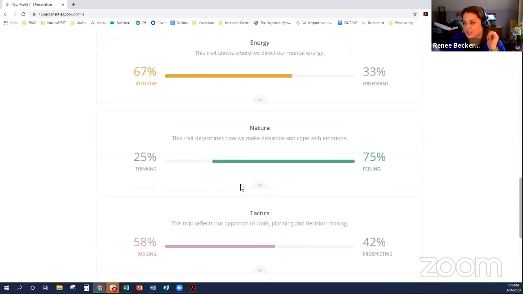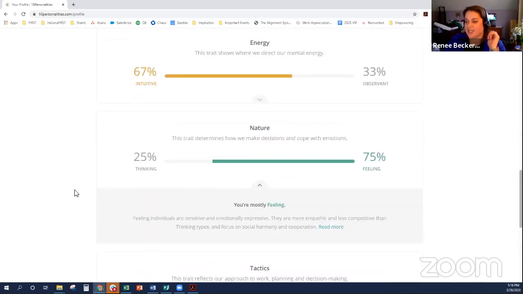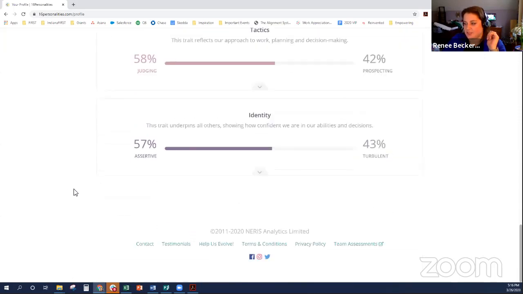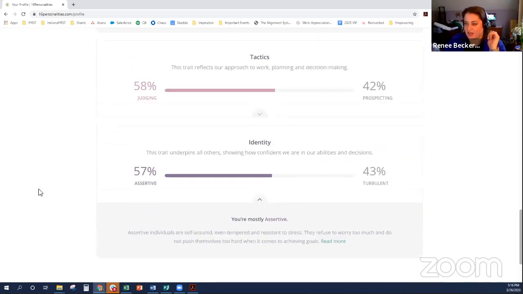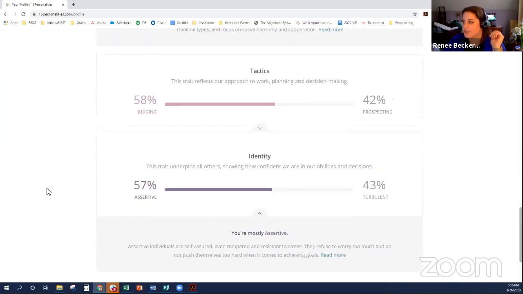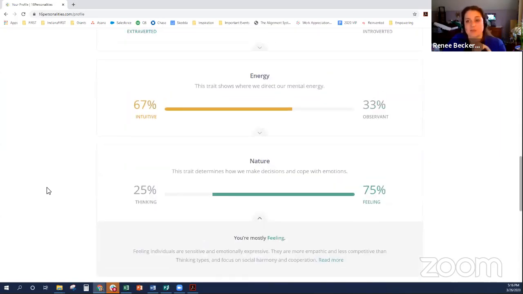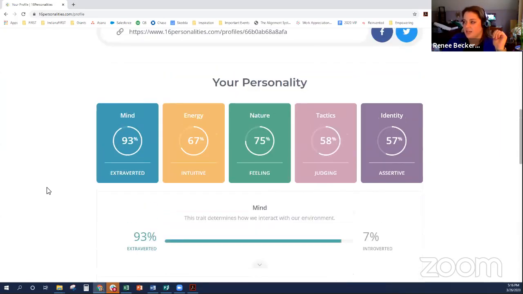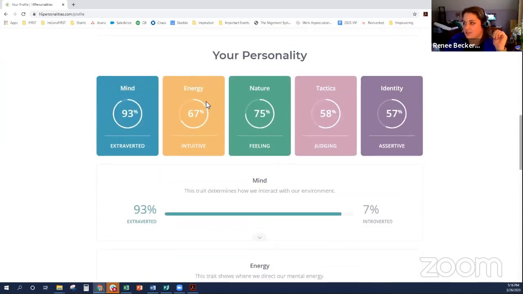I was especially interested, I always like the feeling versus thinking, you know, information and then the identity piece of it as well. So that's kind of what my information is. My information is also in the example that teams are welcome to utilize. But this is generally my breakdown and where we are.